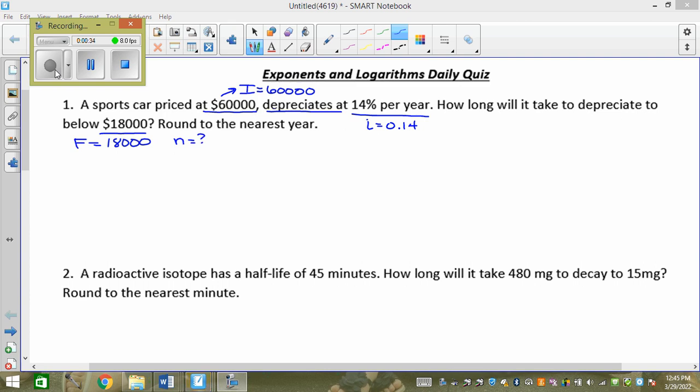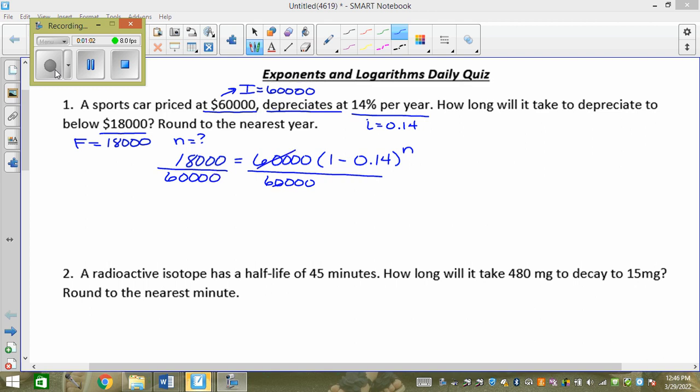So we're going to fill in final, which is 18,000, equals initial, which is 60,000, times 1 minus 0.4 because it says depreciates, and then an n. Now what I tell you: if you have the final and initial, your very first thing you should always do, every single time, is divide over the initial. So we divide over the 60,000, and what do we get? You take a 6 out of both, so we get 3 over 10, equals 0.6 to the n.